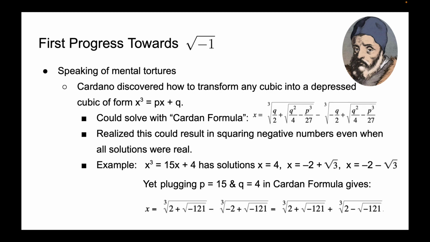Speaking of mental tortures, Cardano actually discovered how to transform any cubic into a depressed cubic of the form x cubed equals px plus q. And he could solve this using the Cardan formula. And he soon realized that this formula could result in squaring negative numbers even when all the solutions were real. For example, he considered x cubed equals 15x plus 4. Now, if you plug this into the Cardan formula, you could see we get the cube root of 2 plus the square root of negative 121 plus the cube root of 2 minus the square root of negative 121.